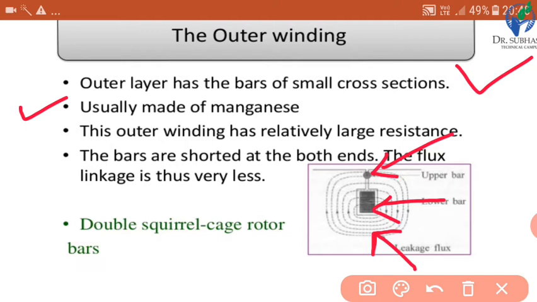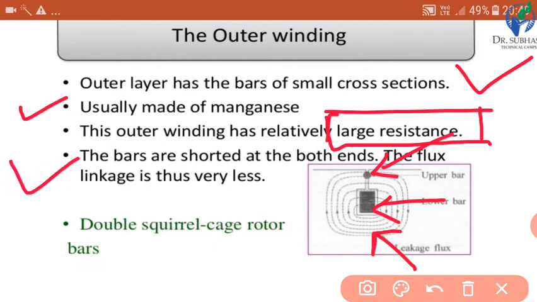This outer winding has relatively large resistance. This is the important thing for our case: the resistance is large in the case of the outer winding. The bars are shorted at both ends. That is why the flux linkage is very small. So these are the characteristics of the outer winding.